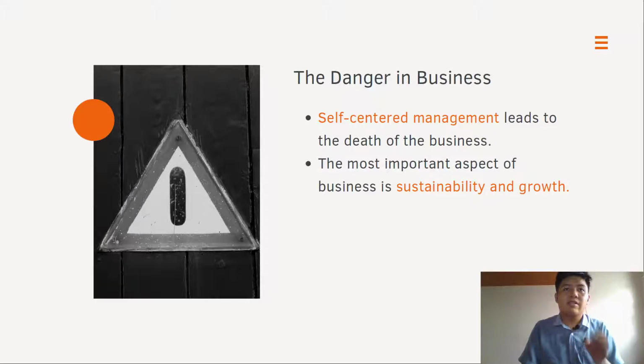Okay. Now the danger in business is that self-centered management leads to the death of the business. When you're making decisions, you have to consider that there are different stakeholders involved. Like we've discussed, shareholders are not the only ones present in the company. You have so many other stakeholders that depend on the company. And the most important aspect of business is sustainability and growth, not necessarily profit. Okay? Because even if you focus on profit, if you're not able to make decisions that help sustainability and growth, at some point your business will die or suffer.